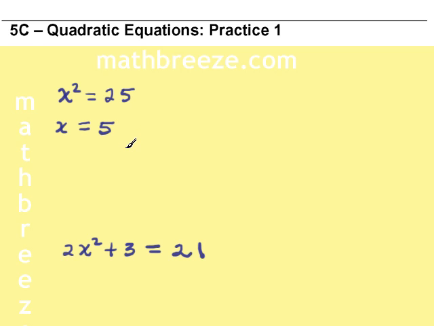Minus 5 squared is also equal to 25. Minus 5 times minus 5 is equal to positive 25, so x can also be equal to negative 5. So this quadratic equation has two solutions, and we'll see that's usually the case. Usually quadratic equations have two solutions.